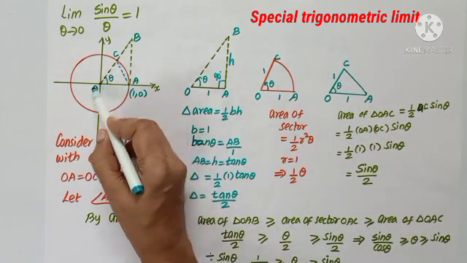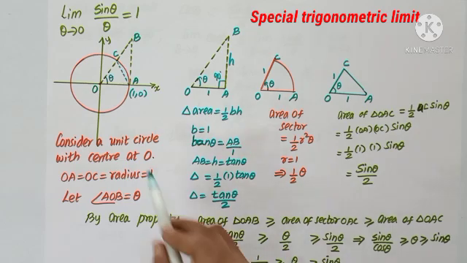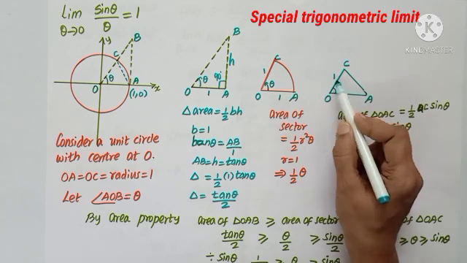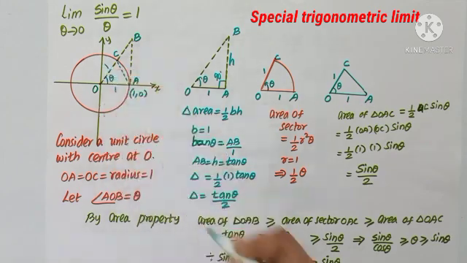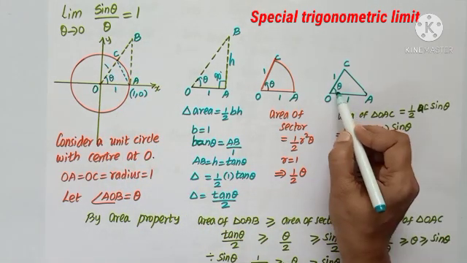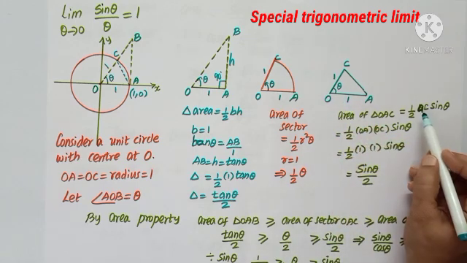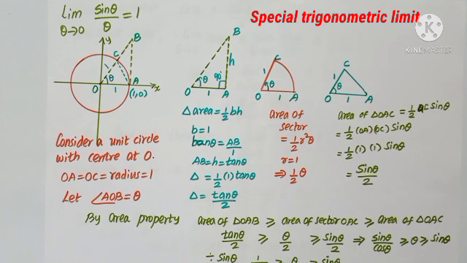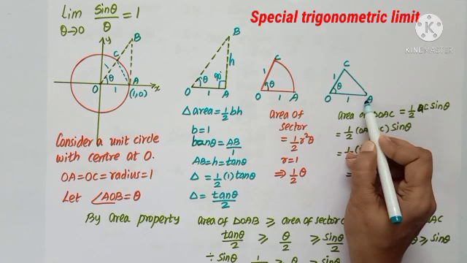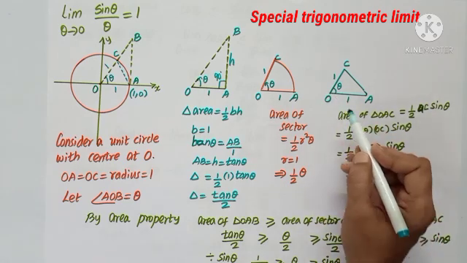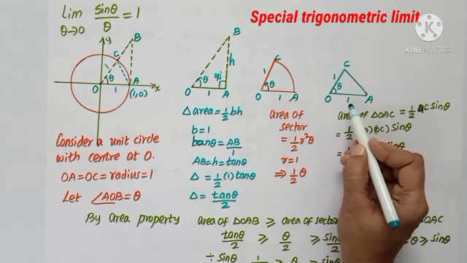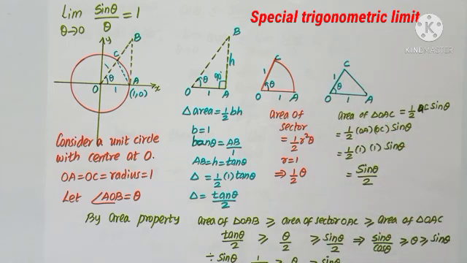Consider the small triangle OAC. Now it is not a right angle triangle. I know the two sides, because they are radii of the circle, OA is 1, OC is also 1, and the included angle. We have the formula for area of a triangle from trigonometry: half this side into this side and sine of the included angle. So half, one side is 1, the other side is also 1, so 1 into sine theta. That reduces to sine theta by 2.